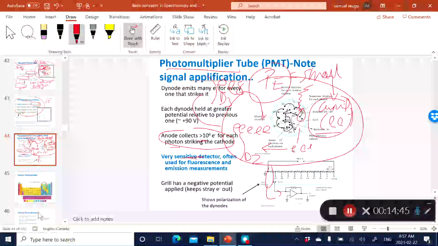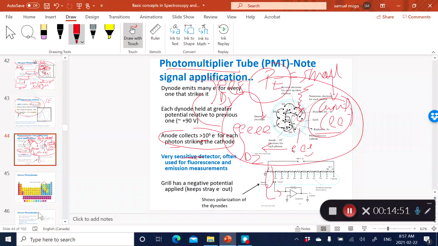So let me clarify something. I've talked about accelerating the electrons to dynode 2 and then accelerating the resultant electrons to dynode 3 and dynode 4 and so forth. Why do you think, or how can I do acceleration of electrons? Now, the acceleration of electrons is just based on applying a high voltage, a high positive voltage to that particular dynode.